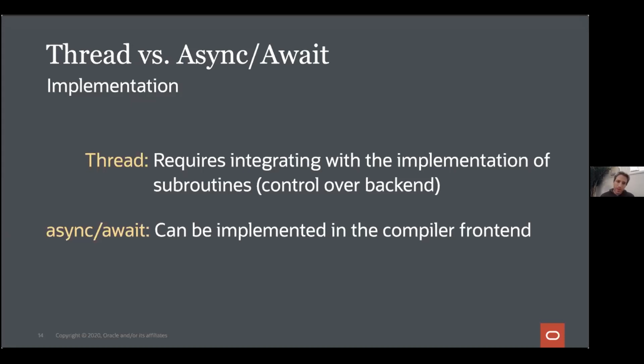On the other hand, async await is a completely new construct. All that's required for an efficient implementation is control over the compiler's front end. That compiles one of those units not to a subroutine, but to something else. Maybe several interrelated subroutines, or maybe even compiling multiple units into a single subroutine with various jumps inside.